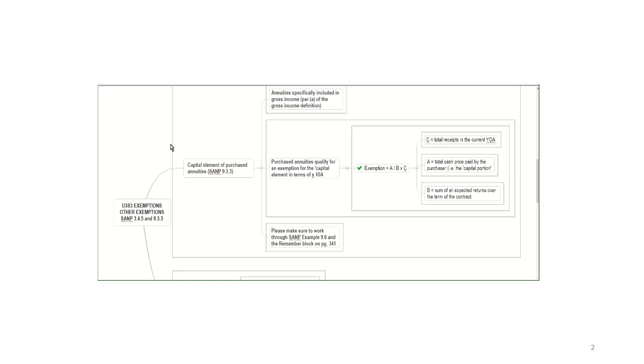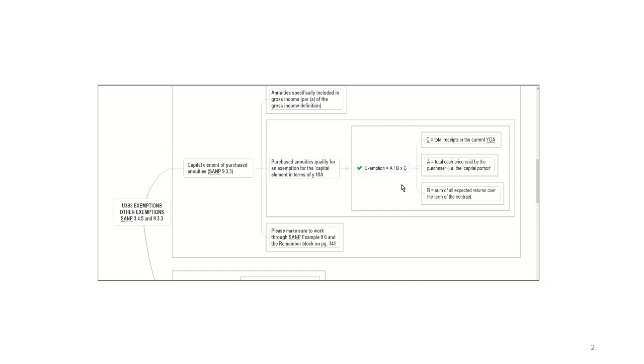Now, why we have this exemption is because if you buy an annuity from an insurer, you are essentially putting down capital. So you're paying something that is capital in nature, which means there's no deduction for it. So what SARS tries to do is to give an exemption for that capital component so that you are not taxed on something that when you paid for it, you weren't allowed to deduct, essentially is what it boils down to. So we will calculate the exemption using a formula.